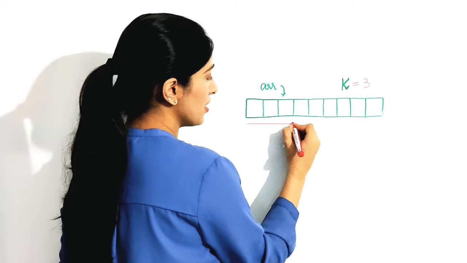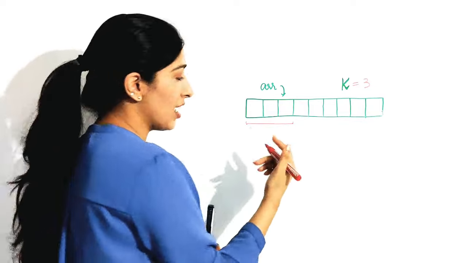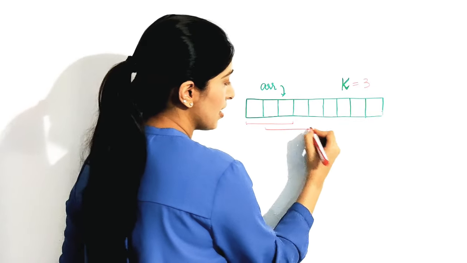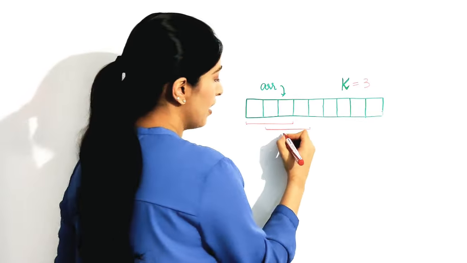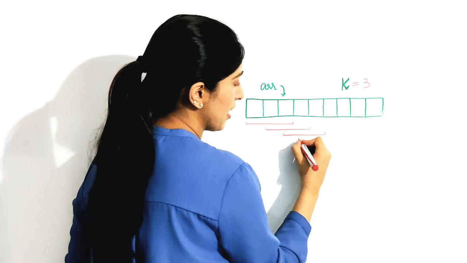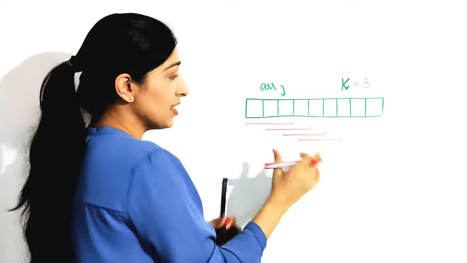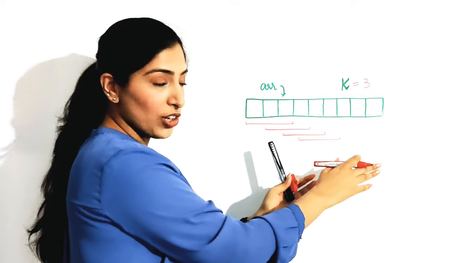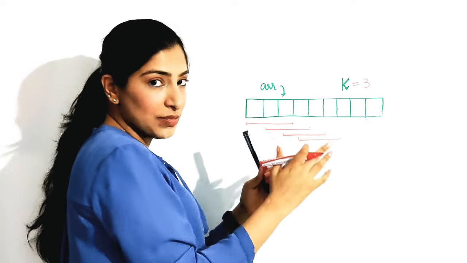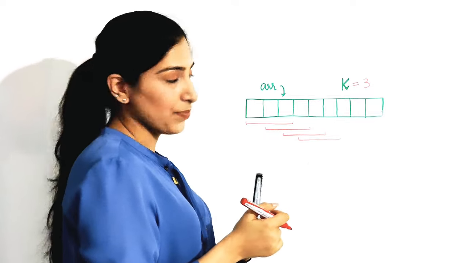If we take the first 3 elements, this can be one answer. Let's take the next 3 elements, this can be an answer. Next 3 elements, and so on. We can take any 3 consecutive elements. And among all these possibilities, the one that has the maximum sum will give us our answer, right?